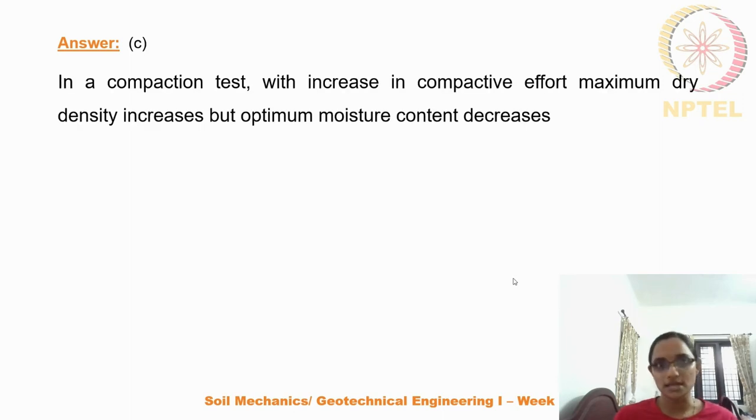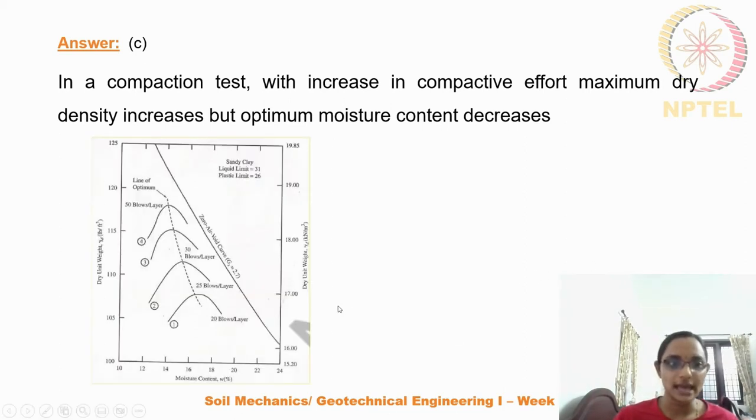In a compaction test, when we increase the compactive effort, maximum dry density increases, but optimum moisture content decreases. If we look into this graph, with the increase in number of blows, increase in compactive effort means we are increasing the effort or force applied, right? So when the number of blows is increased, the optimum moisture content is shifting to this side. That means optimum moisture content is decreasing, whereas dry unit weight is getting lifted up. That means maximum dry density is increasing. Is that clear?